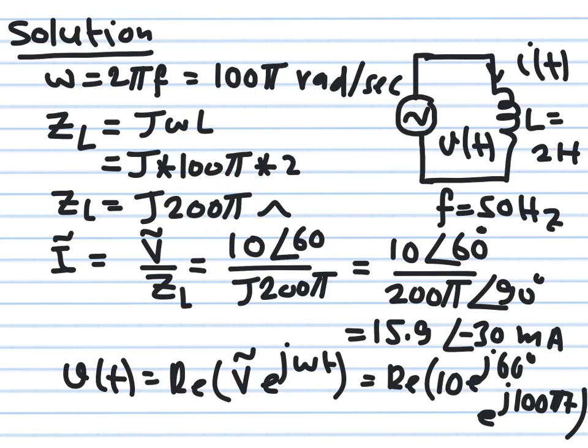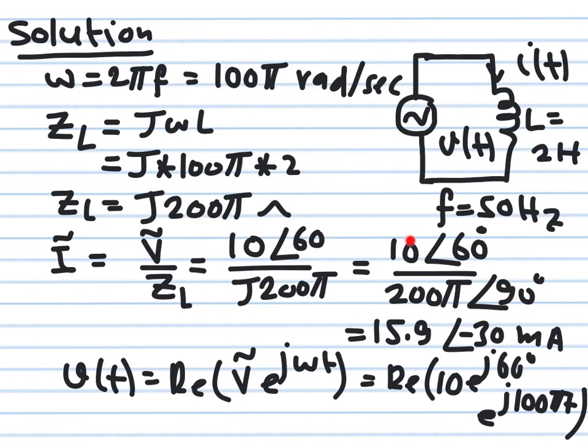So in the same way we do Ohm's law, I is equal to V divided by R. In here, the phasor of the current, it's complex. The phasor of the current is equal to the phasor of the voltage divided by the impedance of the inductor. And this is what we have here. The phasor of the voltage is 10 angle 60. The impedance of the inductor, which now represents the equivalent of a resistance for resistors, is j 200π. We calculated that earlier. Remember this j represents an angle of 90 degrees.